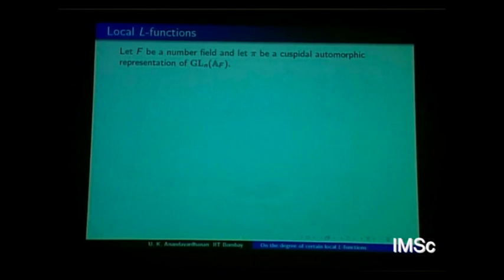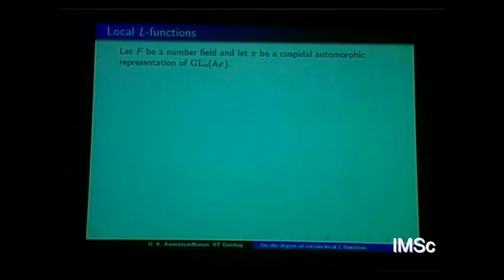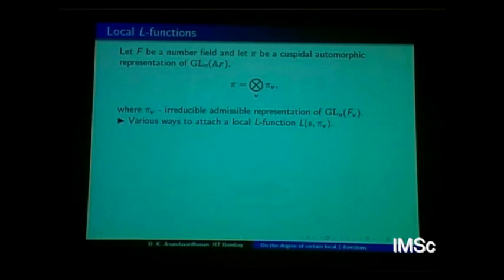So if F is a number field and if pi is a cuspidal automorphic representation of GL_N over the adeles A_F, it's a natural generalization of these pictures, GL1, GL2. And then pi can be written as a restricted direct product of local representations. So each pi_v will be an irreducible admissible representation of GL_N over a local field. And there are various ways to attach a local L function associated to each finite place. So let's assume that it's somehow defined, L(s, pi_v). And once again, this will be 1 by a polynomial in q power minus s, where q is the residue cardinality of F_v. Okay, so our interest is in that question, what's the degree? And the global L function will be a product over all these local L functions.